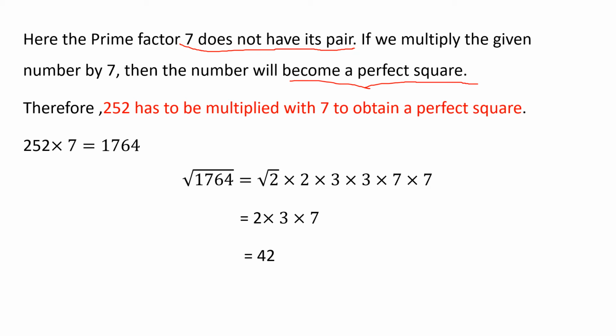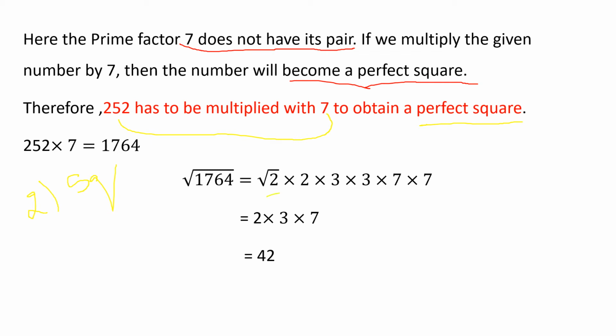So 1764 you are getting. Why are we multiplying 252 with 7? To get the perfect square. Why are we multiplying 252 with the 7? To get the perfect square. So you got 1764. What is the second step in this question? You want to find out the square root. It is mentioned in the question, right? So write square root symbol, square root of 1764.